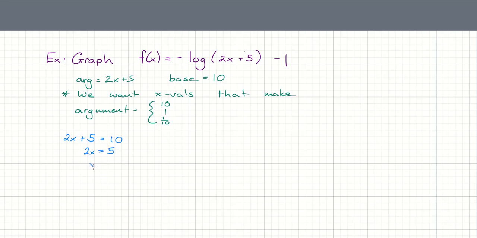And I'm going to divide by 2. I get x equals 5 halves. Now, I'm going to keep this over here before we build the table because I don't have to jump back and forth. We'll just do it all.